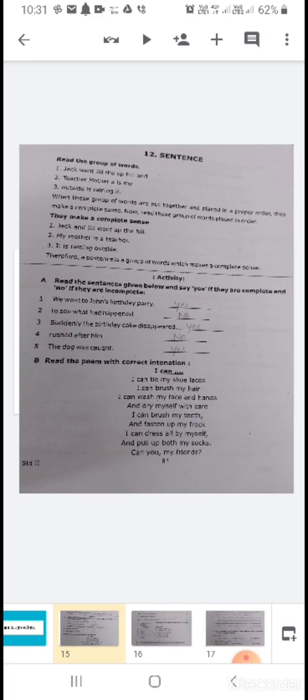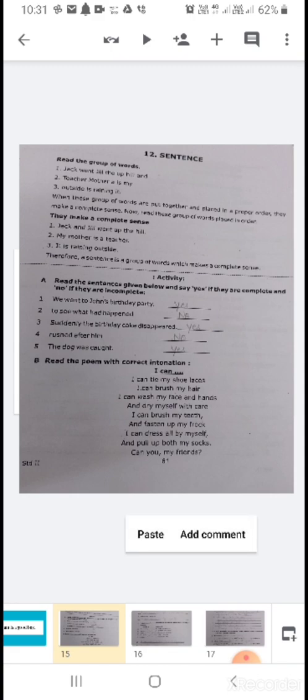But if I say "Jack and Jill went up the hill," then it makes sense that Jack and Jill are going up the hill. Second is "my mother is a teacher." Then again it gives a sentence. Third is "it is raining outside." Again it gives sense. So a sentence is a group of words which makes complete sense.